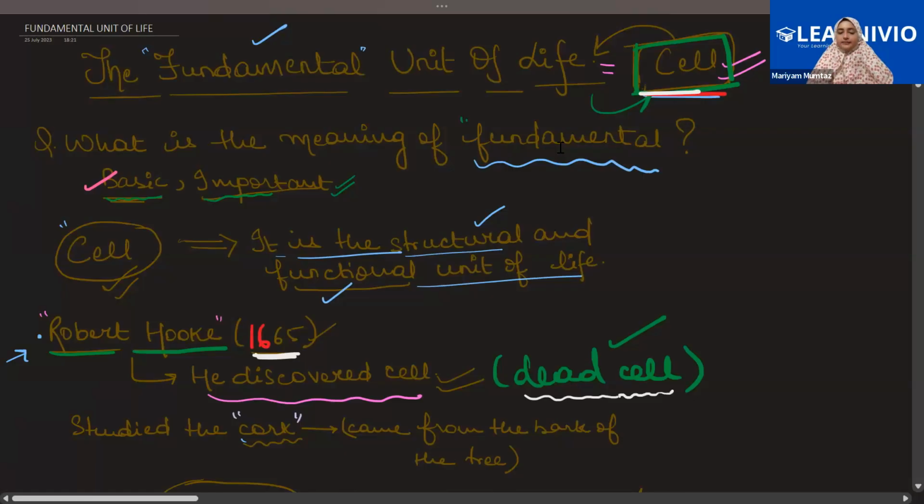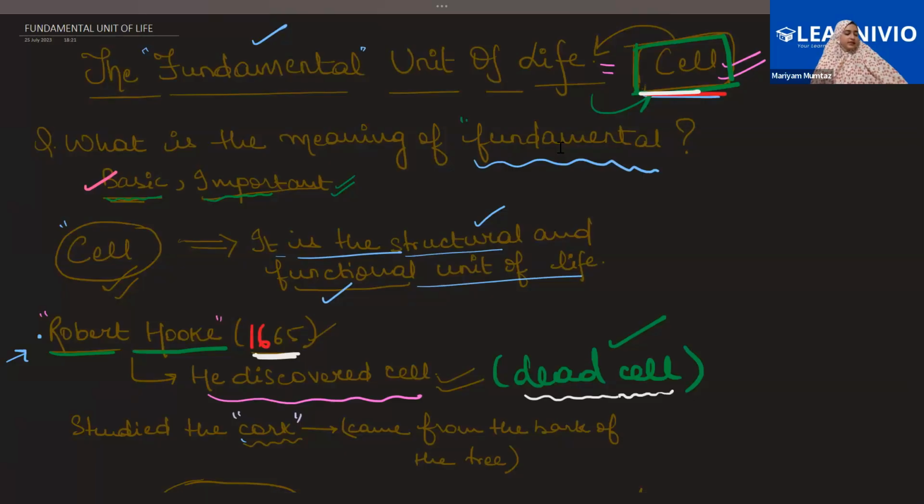So when I talk about the fundamental unit of life, we know that the most basic, the most important unit of life is the cell. If you remove the cell, the organism could not exist. When we are made, we start from a single cell and slowly we divide and develop into multicellular organisms. So why do we call it the fundamental unit of life? Because the meaning of the word fundamental is basic, the most important thing. Without this, we cannot survive. So when we talk about the cell, we say that it is the structural and functional unit of life.